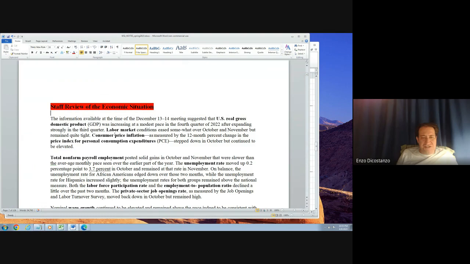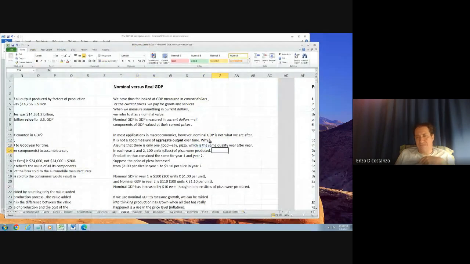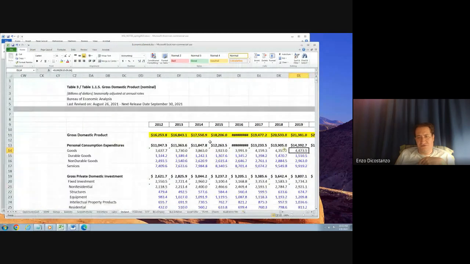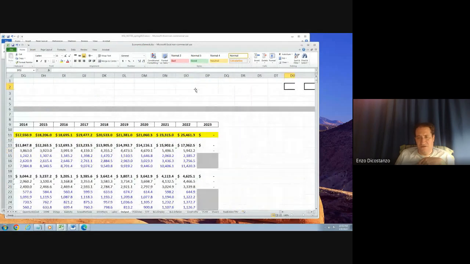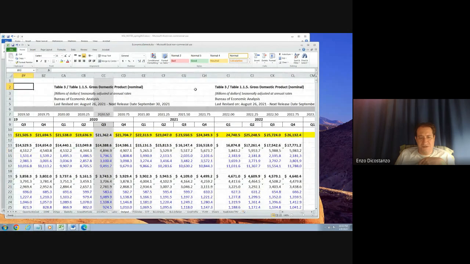Consumer price inflation. We just looked at an example in the output, but the 12% change in the index of personal consumption stepped down in October, but continued to be elevated. This is the U.S. Central Bank's favorite way to measure inflation, and we just crossed paths with that in the output here. These are quarterly numbers, and these are the monthly. Those are annual numbers here. This is annual. So we're here with this, and this is quarterly GDP.